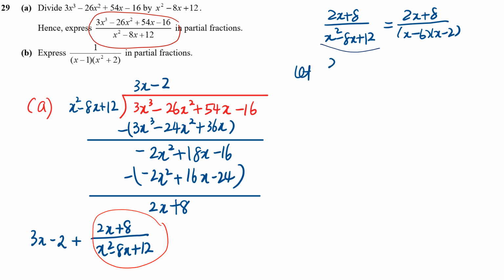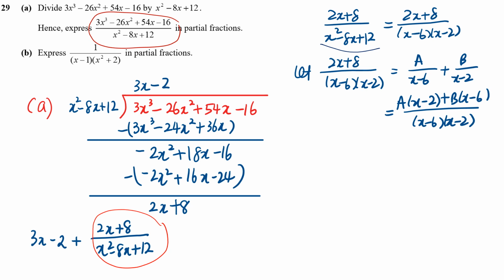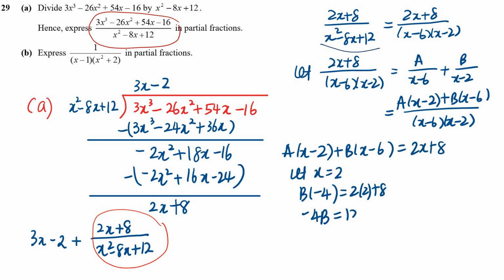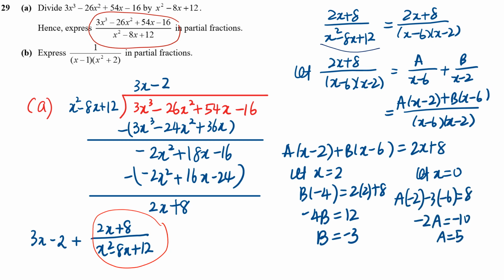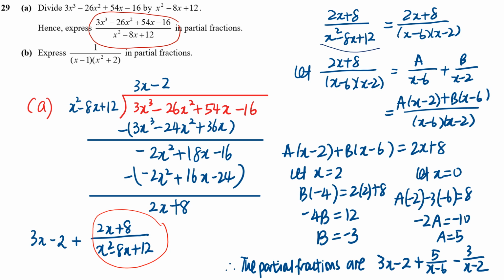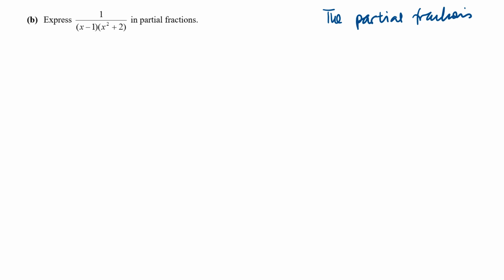Two linear factors. So hence you can let it equal a over x minus 6 plus b over x minus 2. Combine into one single fraction, convert it into an identity. Do appropriate substitutions, find the value of b, then find the value of a, and put them together again. For the partial fractions, do not forget to include the quotient that you found earlier. So it will be your quotient plus 5 over x minus 6 minus 3 over x minus 2.